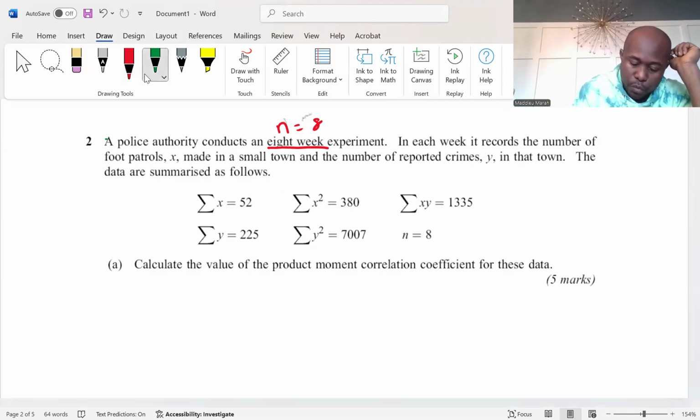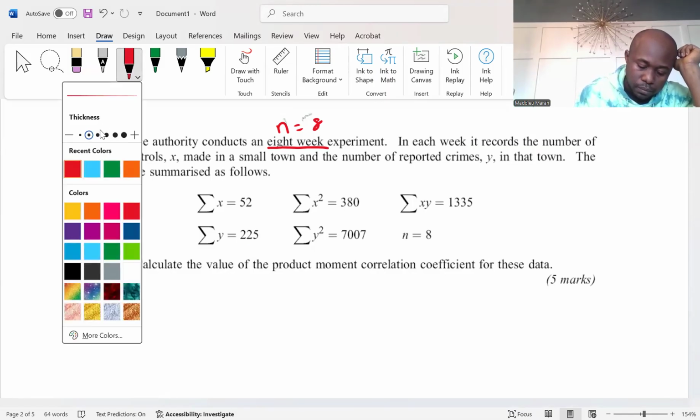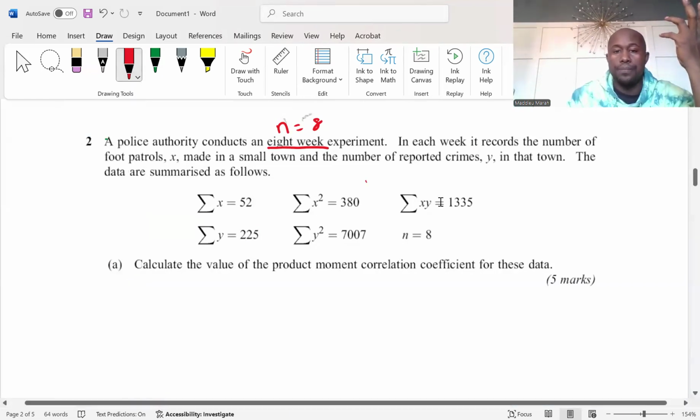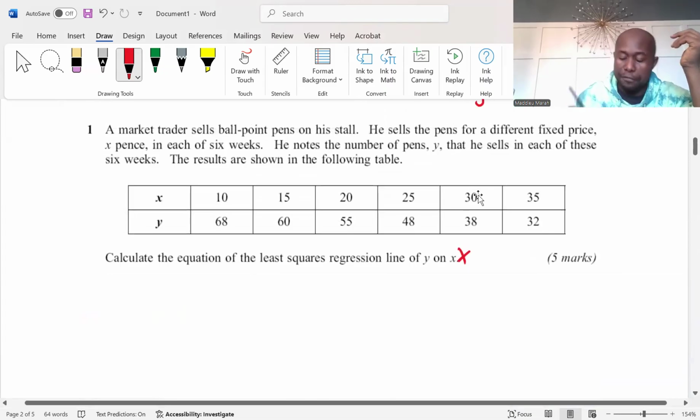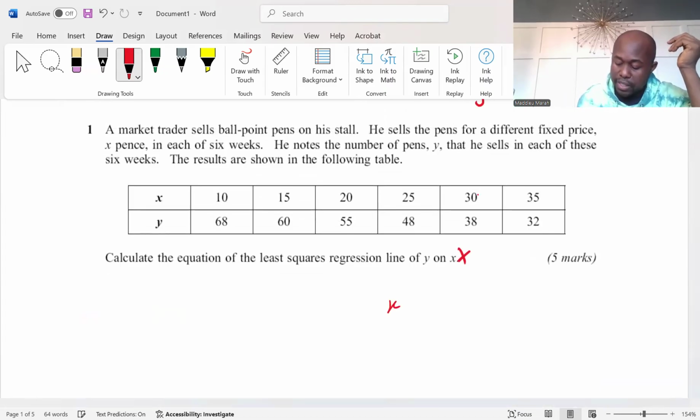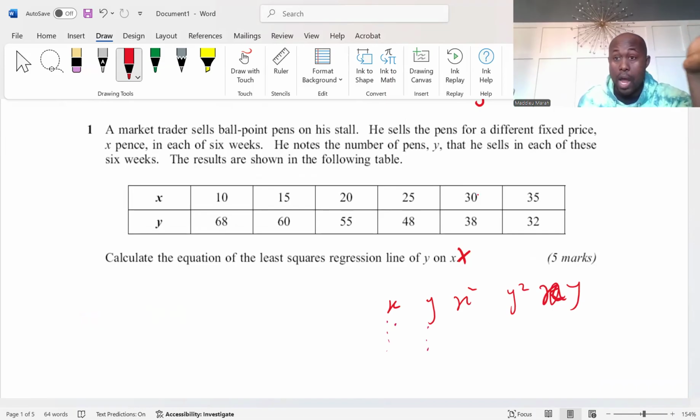So now we are given the data. Remember, we used to calculate this data. For this question, we would have to calculate the X values, Y values, X square, Y square, and XY. We put all the X values, the Y values, and the squares, and we have their sums: sum of X, sum of Y.